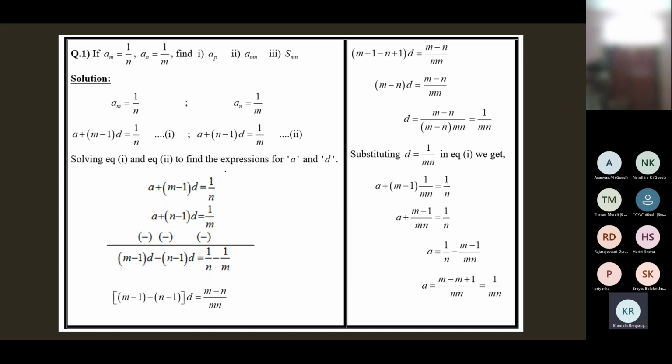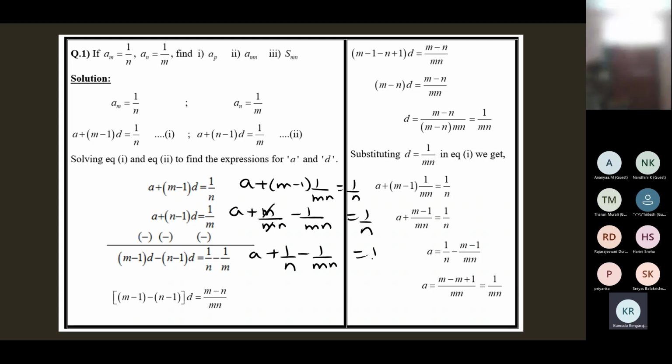Okay, so this is Shreyas' way of working. I'll do it here. After this, A plus m minus 1 into D is equal to 1 by n. After this, what he says is A plus, multiply m by mn minus 1 by mn, is equal to 1 by n. M and m get cancelled. So we have A plus 1 by n minus 1 by mn is equal to 1 by n. 1 by n on either side gets cancelled. So when you transpose, you get A is equal to 1 by mn. Perfect.